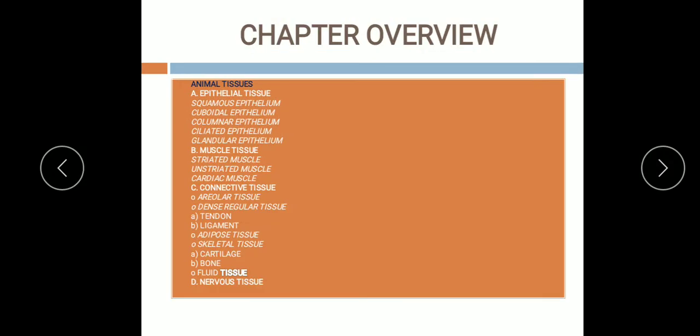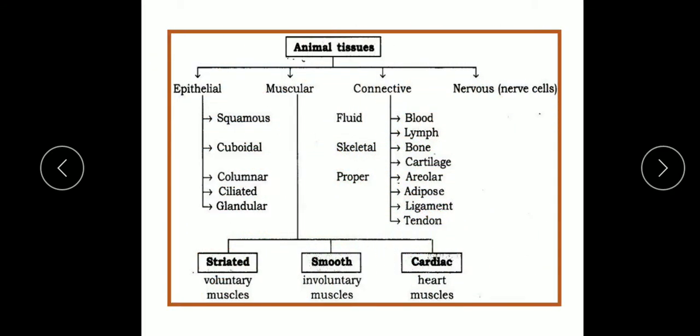So you open your book also to see the description. I'll show you here the diagrams. So animal tissue and their classification, as I said, four types of animal tissues we are going to study: epithelial, muscular, connective and nervous tissue or nerve cells. Epithelial tissue is further of five types: squamous epithelial tissue, cuboidal epithelial tissue, columnar epithelial tissue, ciliated epithelial tissue and glandular epithelial tissue. So these five types are there in your syllabus.